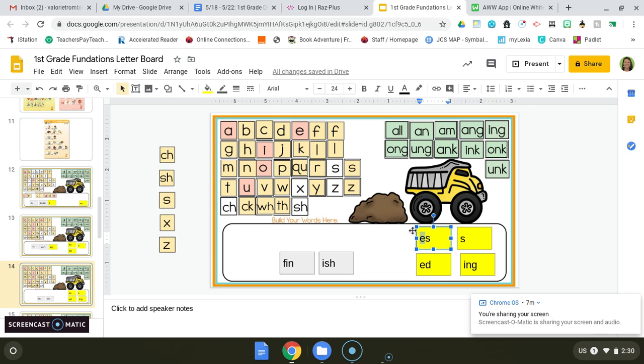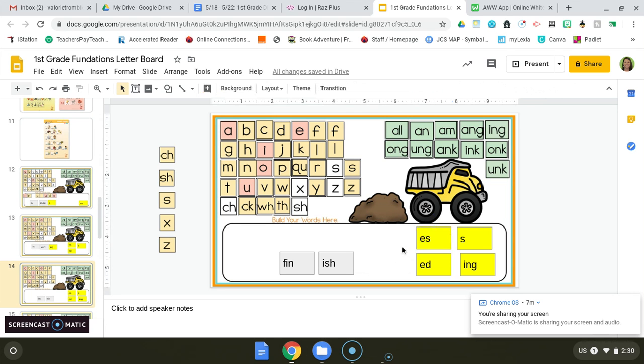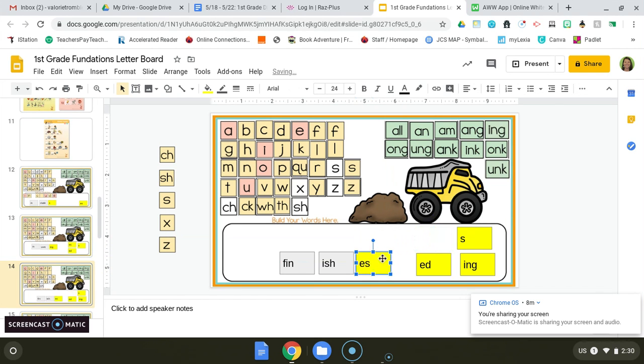So I'm going to bring ES over, and we're going to figure out what our new word is now that I have added my suffix to it. Does not want to come over. Come on. There we go. All right, what is my whole word? My whole word is finishes. She finishes her work on time.